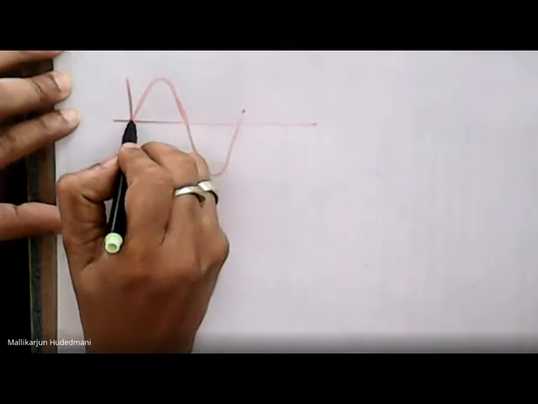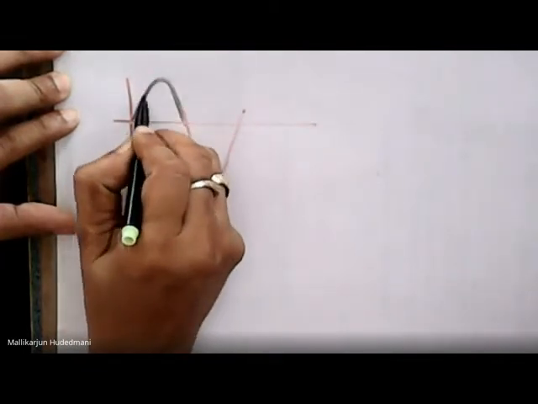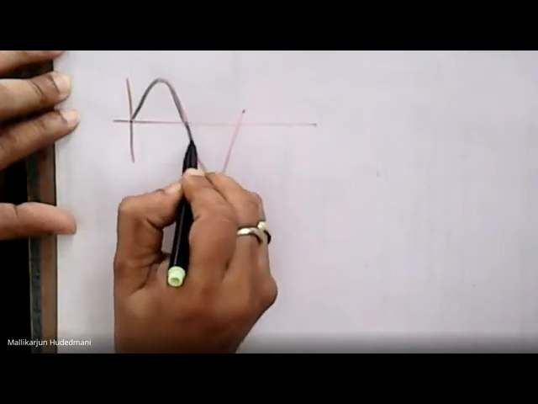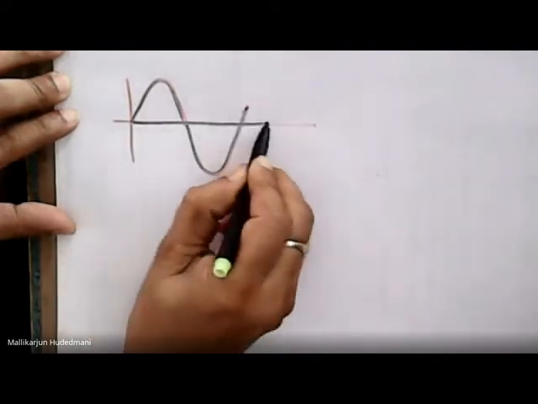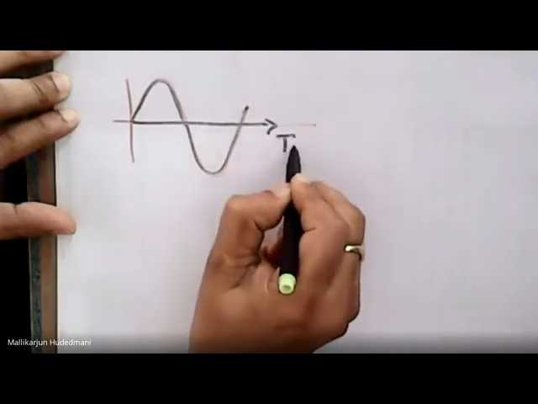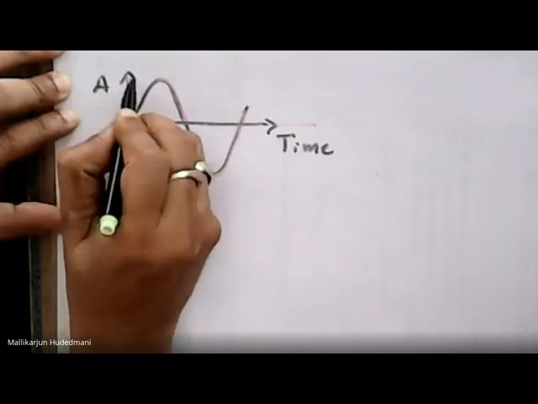One wave I have drawn. I repeat it with the other color. Red is not clearly visible. Clearly visible. Now I am making it. Okay, this is my time. This is my ampere scale.